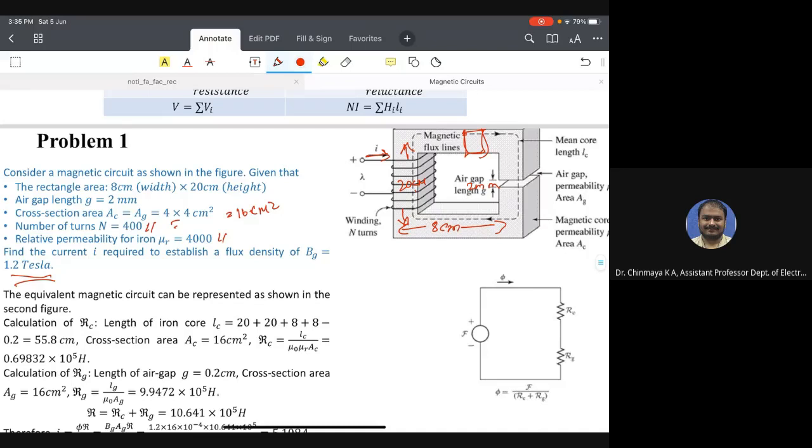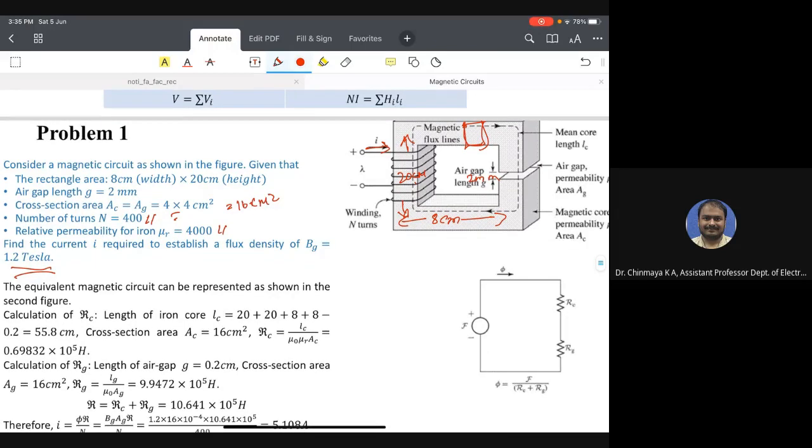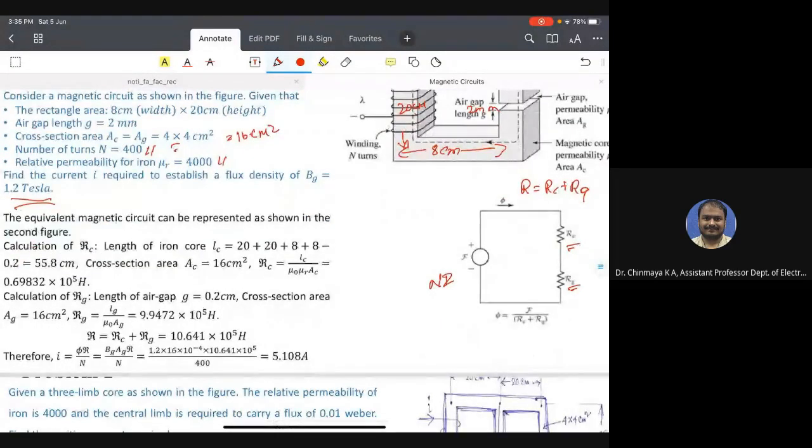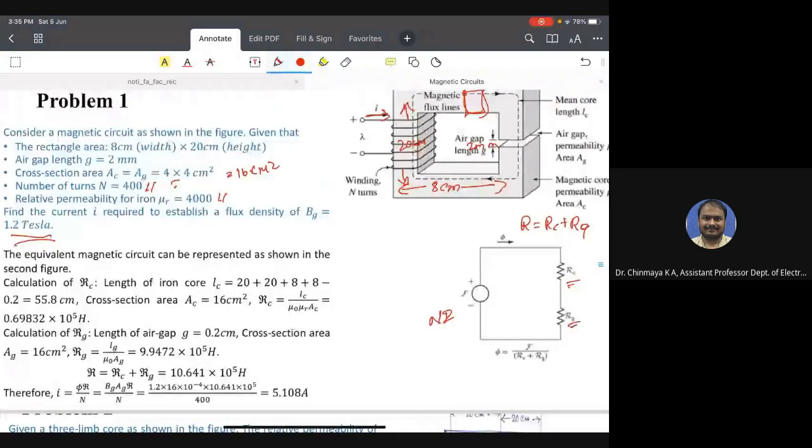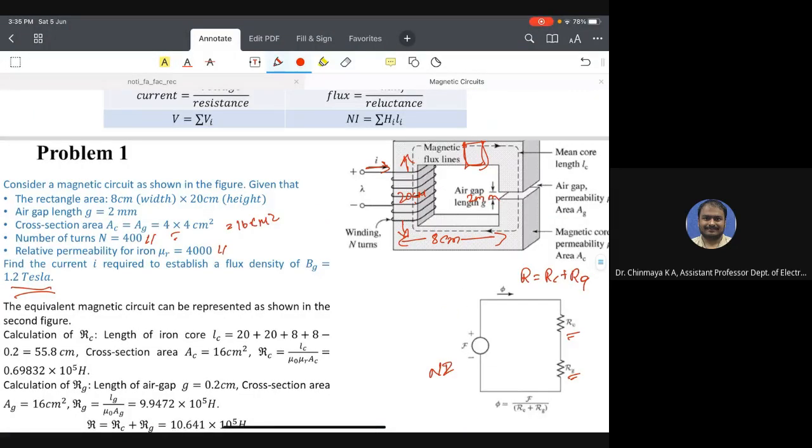This circuit can be represented as an electrical circuit. As you can see here, F is equal to Ni. This is the flux, and these are the reluctances: one is the reluctance of the core, and the other is the reluctance of the air gap. We add them to get the overall reluctance. R is equal to the reluctance of the core plus the reluctance of the air gap. From this we can obtain the flux, and from the flux we can obtain the current. So first let us calculate the magnetic path length.